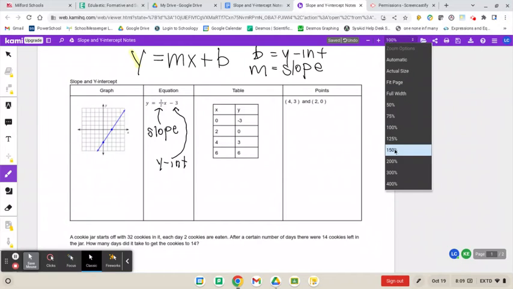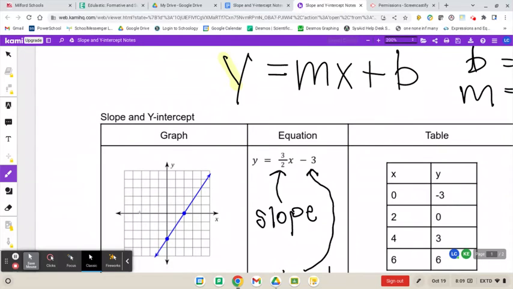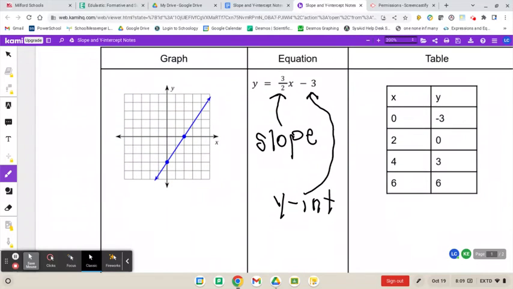So if I zoom in a little bit, okay, here we go. All right, so if we look at this graph right here, the y-intercept is where it crosses the y-axis, so it's right here. So my y-intercept is -3. It's actually going to match this equation over here on the right that we just labeled.